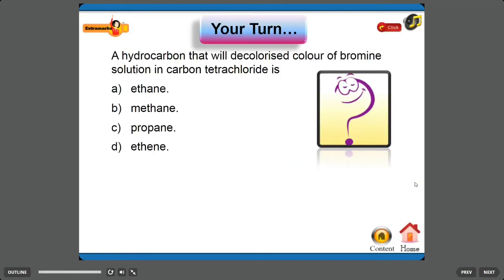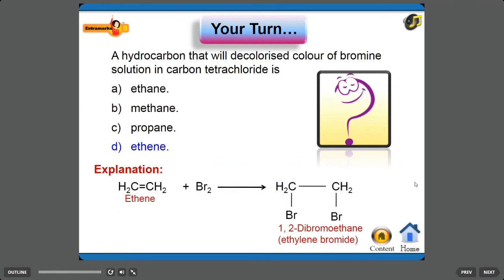Now it's time to test your knowledge. From the listed options, which hydrocarbon will decolorize the color of bromine solution in carbon tetrachloride? The correct answer is option D, ethene. Here is the explanation. Ethene, being an unsaturated hydrocarbon, decolorizes the color of bromine solution in carbon tetrachloride.